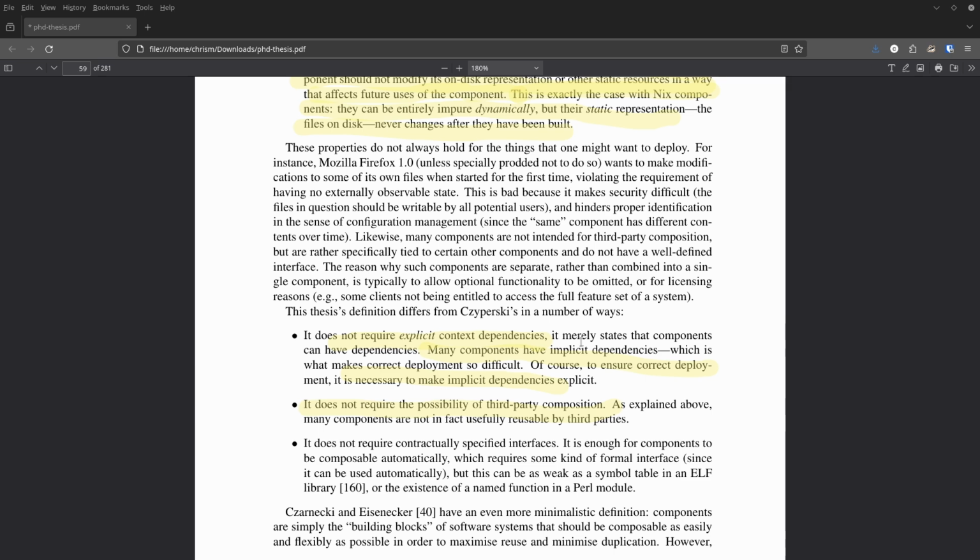You just name its dependencies, and they can be either for build time or for runtime. You don't make any distinction between the two. He's trying to tee his way up to apologize for that. It does not require the possibility of third-party composition. As explained above, many components are not, in fact, reusable by third parties.